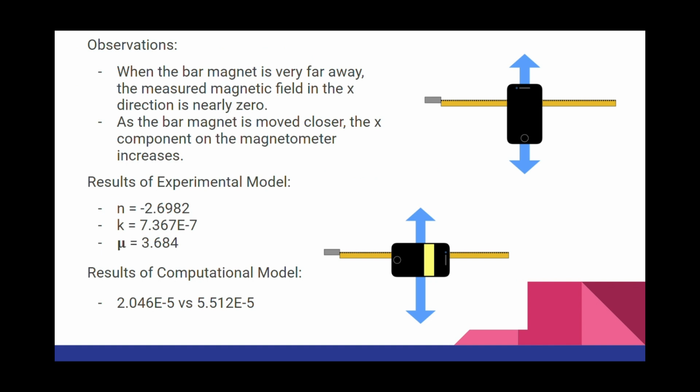Observations. During the experiment, when the bar magnet is very far away, the measured magnetic field in the x direction is nearly zero. But as the bar magnet is moved closer, the x component of the magnetometer increases. For the experimental model, it was found that n equals negative 2.6982, k equals 7.367 times 10 to the negative 7, and mu, the magnet dipole moment, is 3.684. The results of the computational model were 2.046 times 10 to the negative 5 versus 5.512 times 10 to the negative 5.